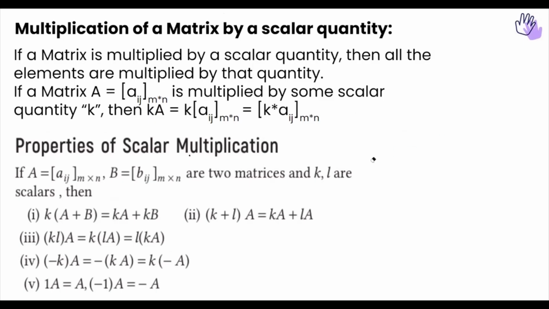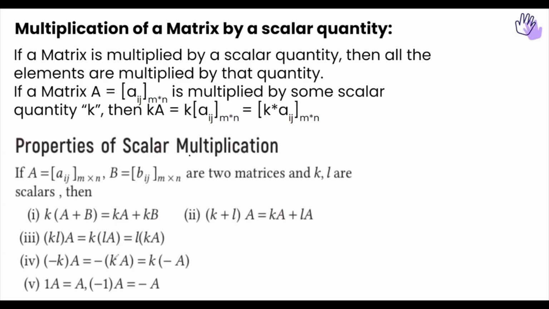Right? Now some of the properties of scalar multiplication are like, if there are two matrices A and B and two scalars k and l, so k times (A plus B) will be kA plus kB. (k plus l) times A is equal to kA plus lA. kl times A equal to k times lA is equal to l times kA.